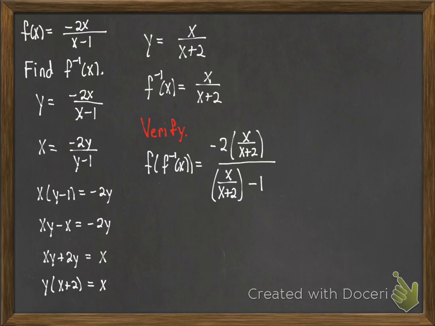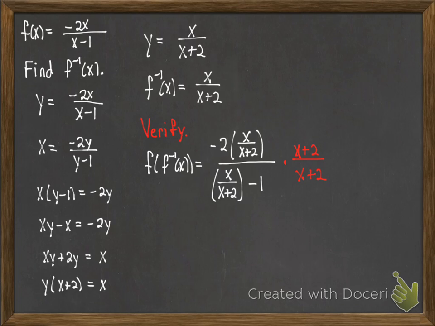So here to verify, we need to do f of f inverse. So what I've done is I've taken my function f, which was negative 2x over x minus 1, and I have now replaced the x with f inverse as we found it, x over x plus 2. So I've gone into my function here, and I've now made that change. So then what we want to do is we say, okay, we need to simplify that. It's a complex fraction. So to do that, we multiply both top and bottom of that fraction by our common denominator, x plus 2.